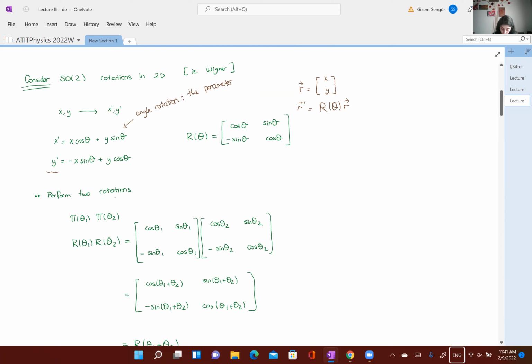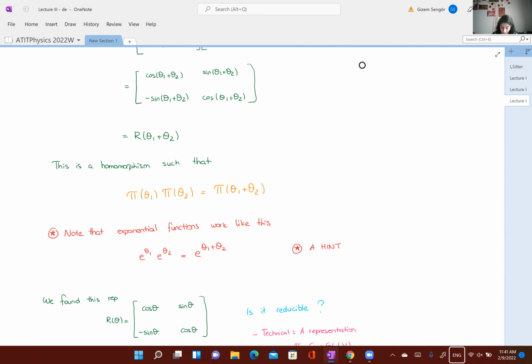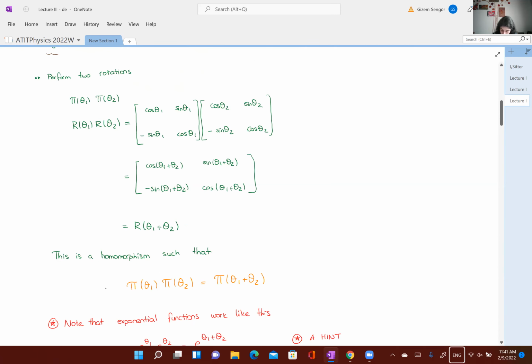So if we perform 2 rotations, we just multiply these 2 matrices that we used as the representation of individual rotations. And you just do some trigonometry and you come up with the fact that the angles indeed just get added up, okay? So it does preserve the structure. Moreover, this is the structure we expect. So this is our homomorphism at hand.